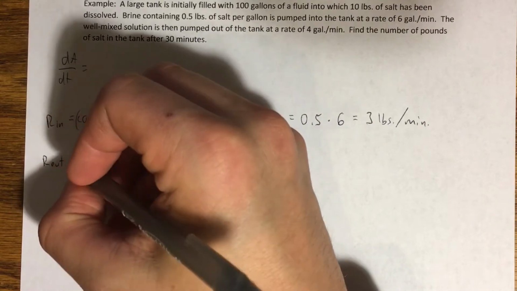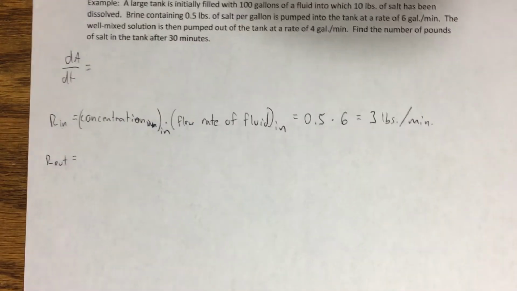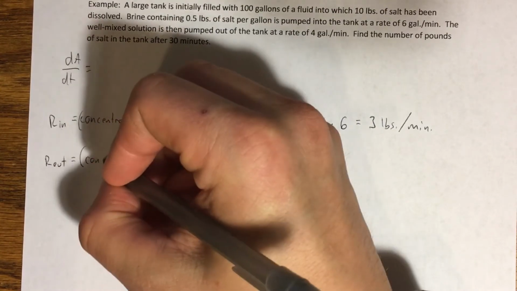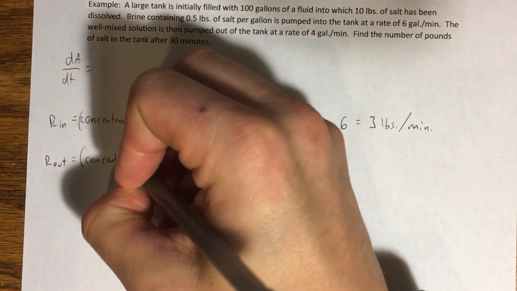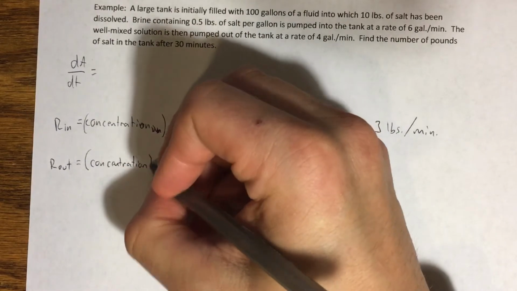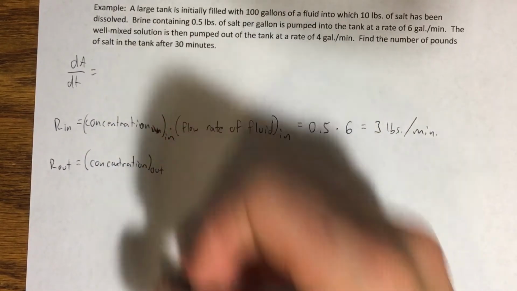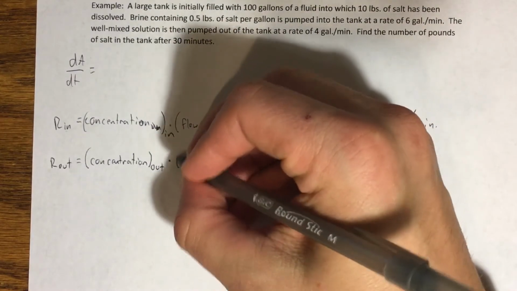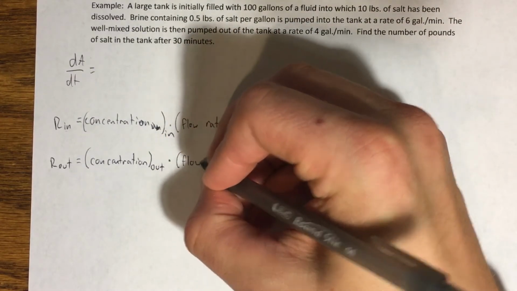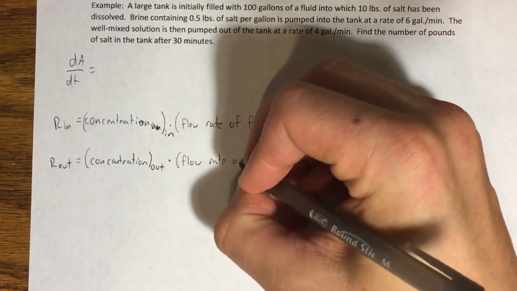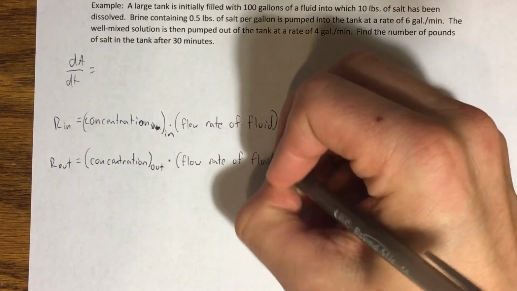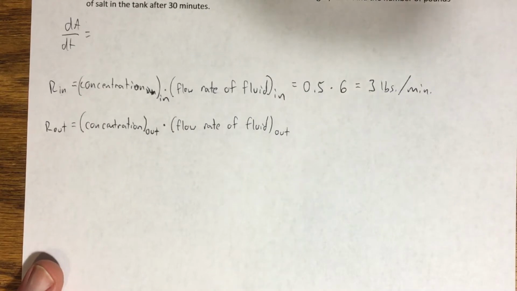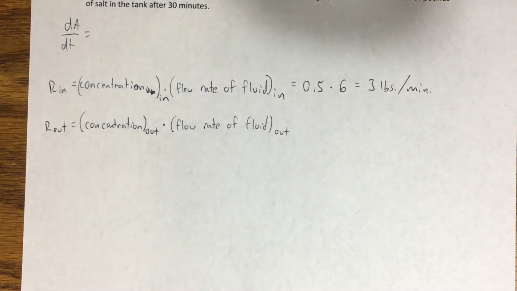What is R_out? R_out is more complicated, and the reason for that, well, let's set this up. We need the concentration out. What is the concentration of salt that's flowing out of the tank times the flow rate of the fluid out? The issue with this one is that it's not going to be constant like it was in the previous case.